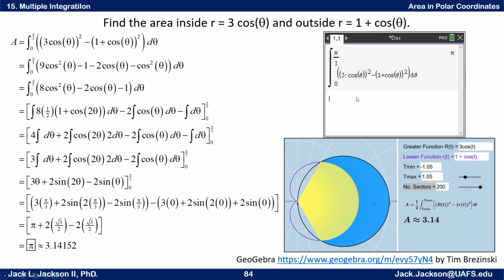And that's verified here. We can see that that's verified by the TI Nspire CAS. And we see that that blue area there is approximately 3.14, which is an approximation of pi, using the approximation techniques in this applet here. And so that's how you can set up an area between two curves as a single integral using polar coordinates.